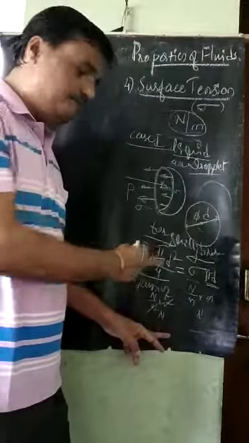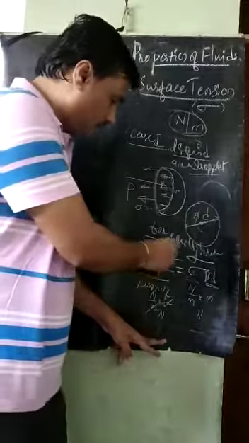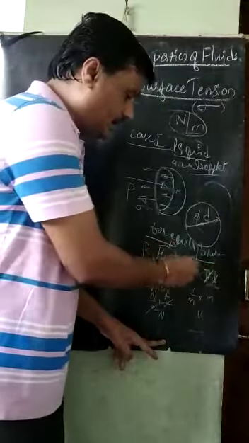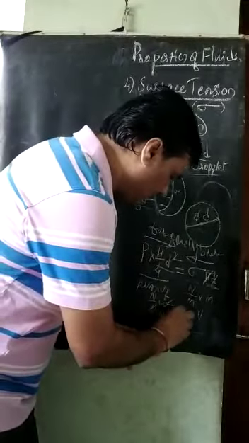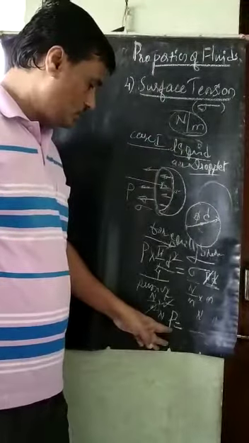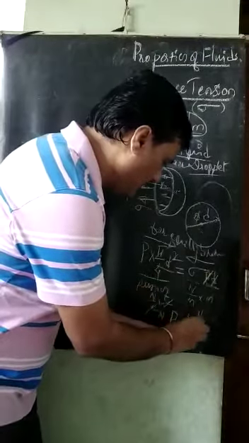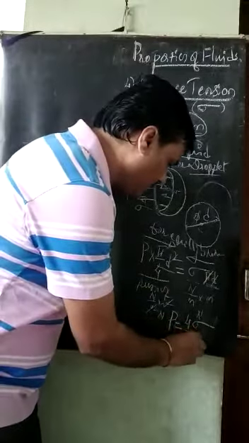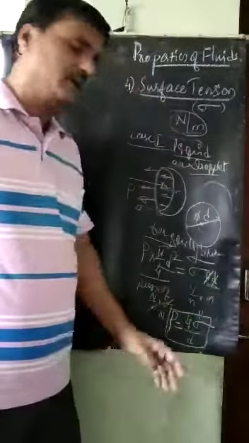If I rearrange these terms, the pi gets cancelled, and one d gets cancelled. So what I get at the end is P is equal to 4 into sigma divided by d. So this is the equation that I get here.